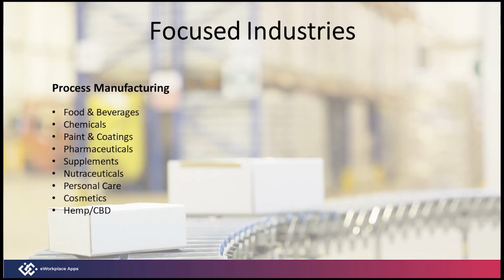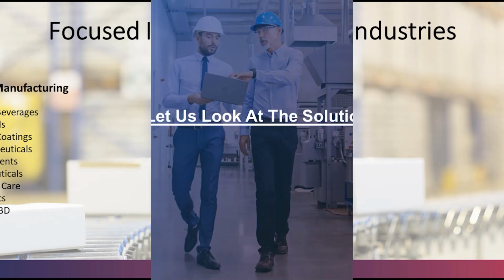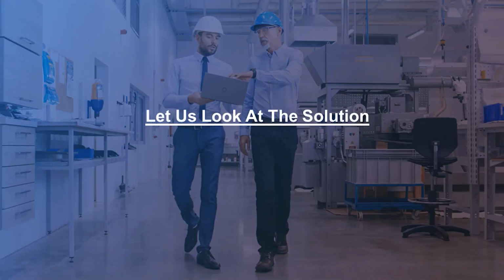What industries are generally considered process manufacturing based upon the above criteria? Generally speaking, they relate to food and beverage, chemicals, paint and coatings, pharmaceuticals, supplements, nutraceuticals, personal care products, cosmetics, as well as in some cases hemp and CBD. Now let's take a look at the solution within the context of the above requirements.